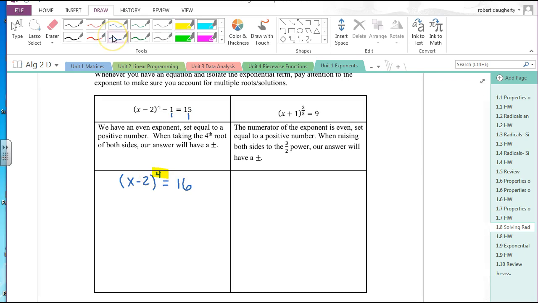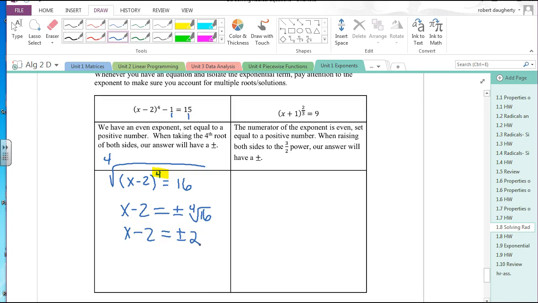Okay. So I'm going to take the 4th root of all of this. So what's the 4th root of x minus 2 to the 4th? Yeah, x minus 2 equals. Bells in your head tell you to write what next? Plus or minus the 4th root of 16. What is the 4th root of 16? It is 2, because 2 to the 4th is 16. So x minus 2 equals plus or minus 2.